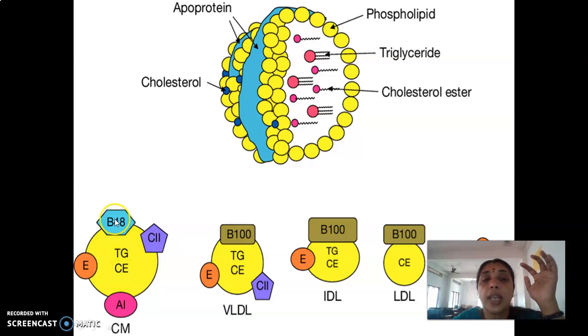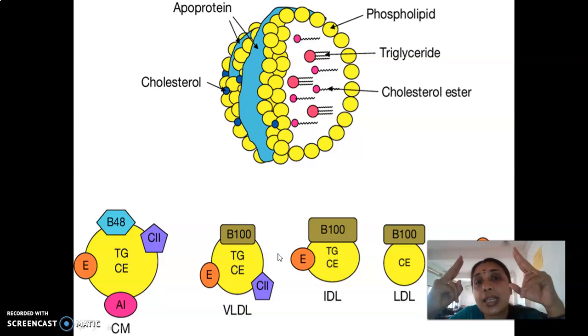So B48 is actually synthesized from ApoB100, at the genetic level by a phenomenon called mRNA splicing. So the gene is cut. If you want to reduce the size or length of your hair, what will you do? You'll cut the hair, right? Similarly, when gene rearrangement happens, the cutting is known as splicing.